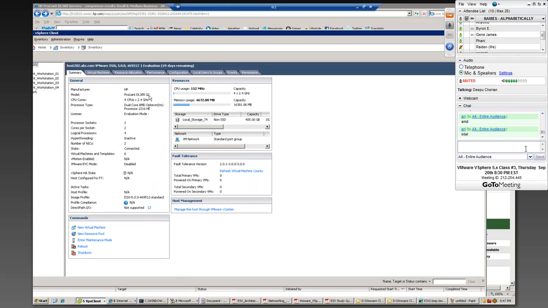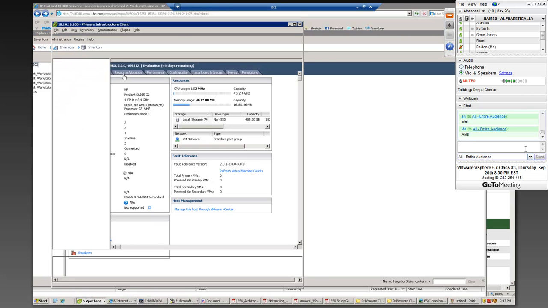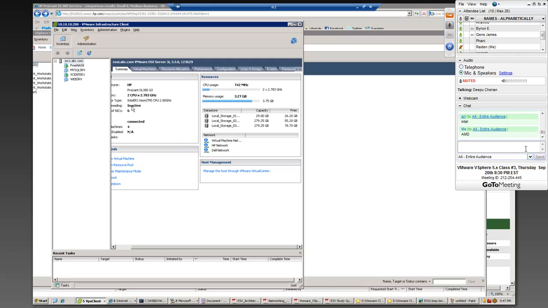This is a DL385 G2 server. It's an AMD server, and you can see it right here. It says dual core AMD. What is the case in this server? This is a 380 G3. You can see that it's an Intel server. You see that? So that's how the difference is.